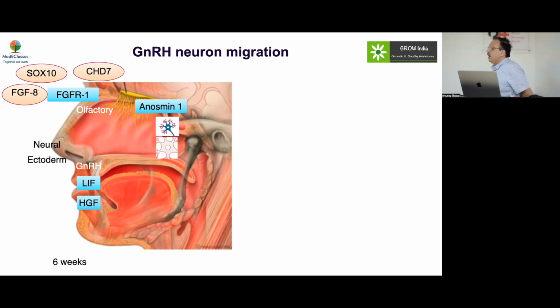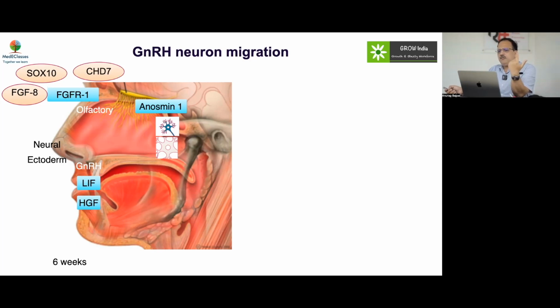If you have defects at this level, what will be the hallmark clinical presentation? They will have delayed puberty as well as smell sensation problems, because all of them are involved in that. So we talk about Kallmann syndrome as an example. Kallmann syndrome is because of anosmin 1.